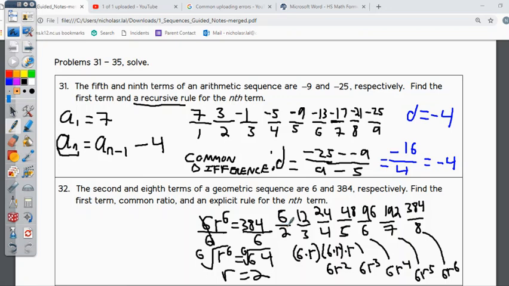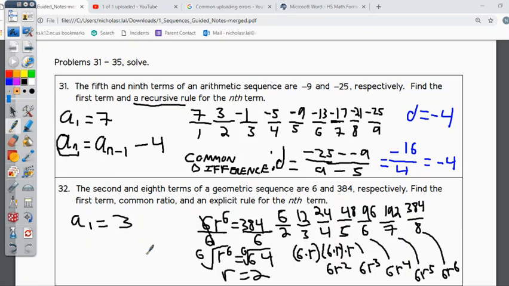You go from the second term to the third term to the fourth term, the fourth term to the fifth term. All right. So if you're multiplying by 2 going forward, that means you divide by 2 going backwards. So if the 6 is the second term, then the first term, a1, is equal to 3.